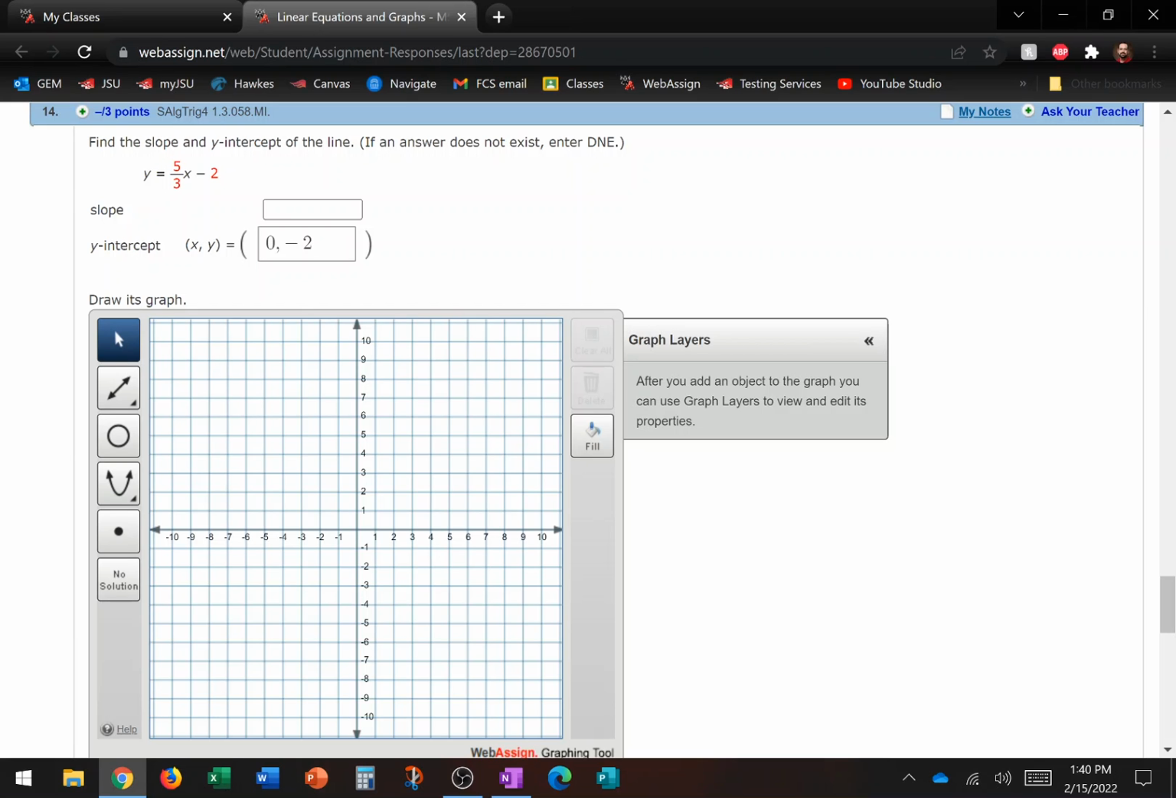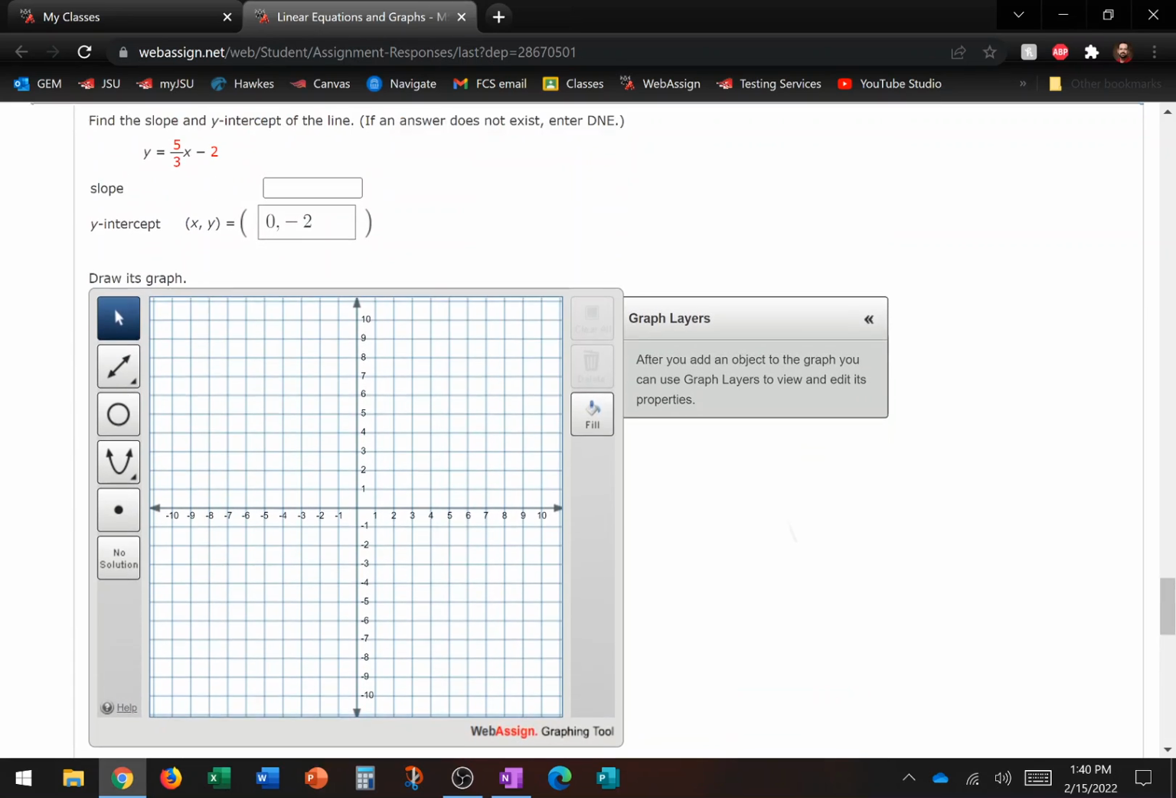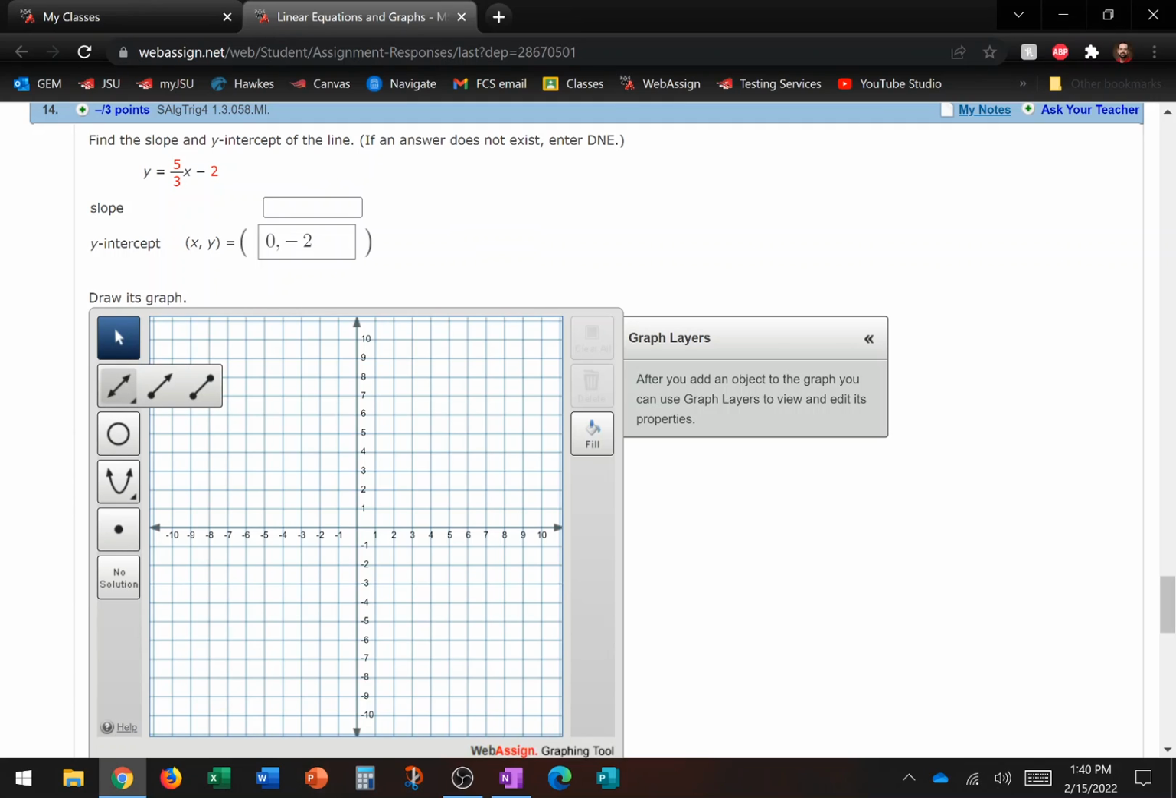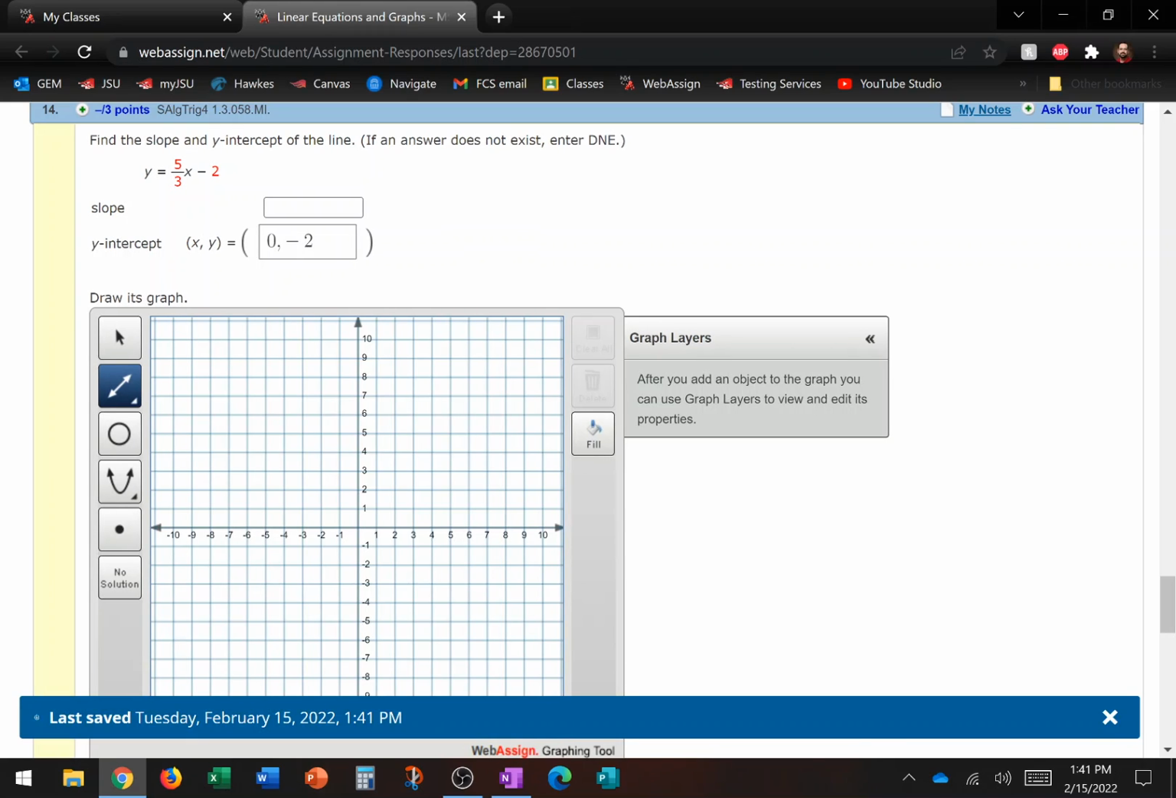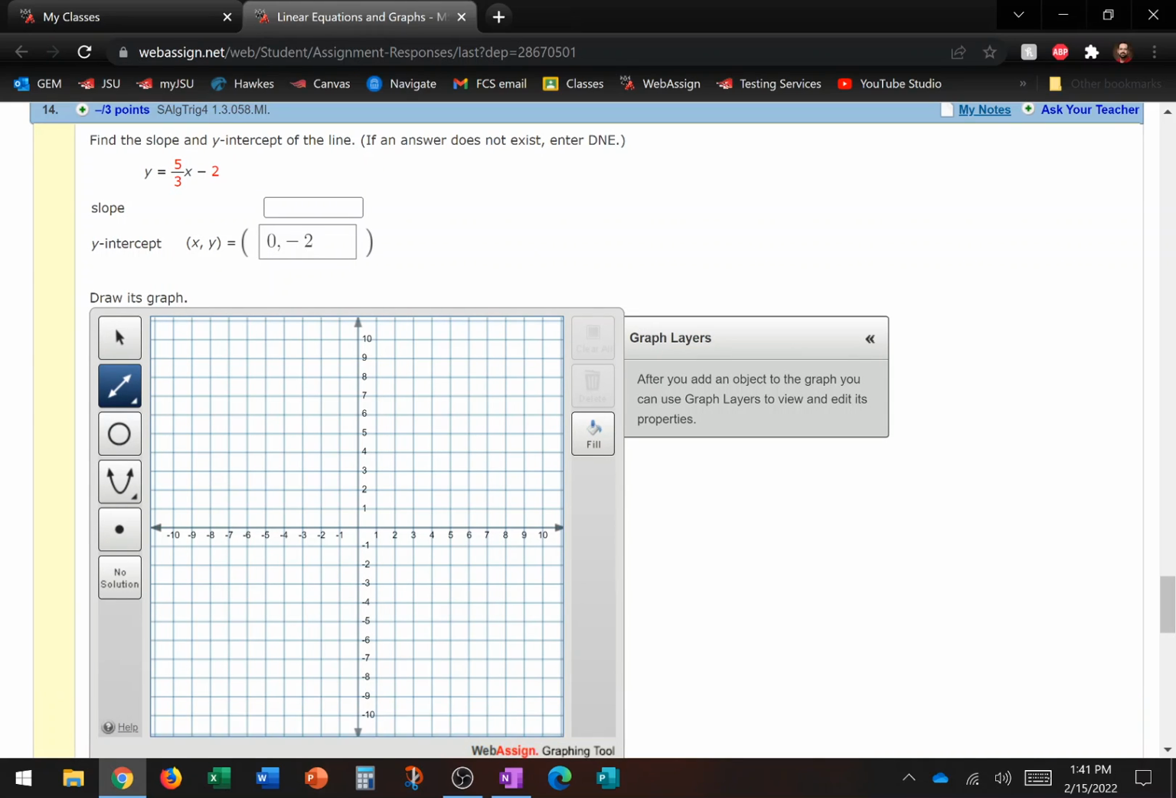Then for drawing our graph, we'll go to the line button, and it's going to pop up some choices. We want arrows on both ends of all of ours, so you just click that button again. And you click one point, the first point that's on the graph. I know 0, -2 is on my graph, so I'm going to click that first. I forgot WebAssign doesn't like touchscreen, so you would click 0, -2 first.